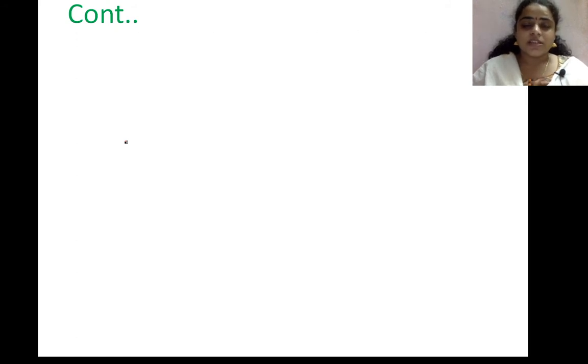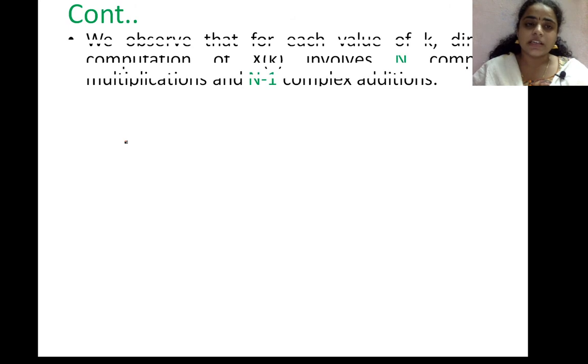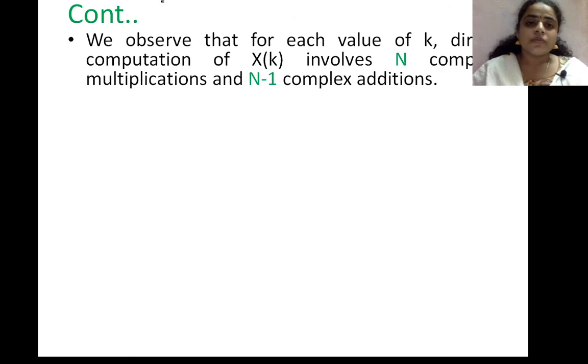Okay, that is represented by Wn, that you have seen in the first unit. In this entire unit, we are going to deal with that twiddle factor itself. So, we observe that for each value of k, the computation involves n complex multiplications and n minus 1 complex additions.